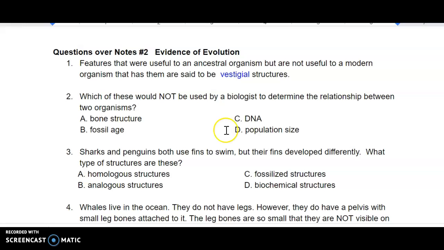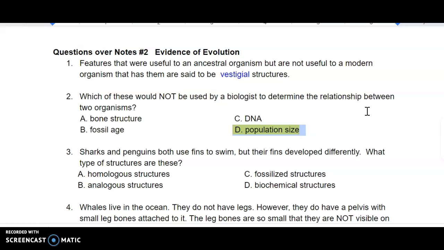Population size is not really going to tell us much about their genetic relationship or any ancestors they had in common. It's just going to tell you what's happening in that population now. So population size will be the one that is not useful for determining relationships.